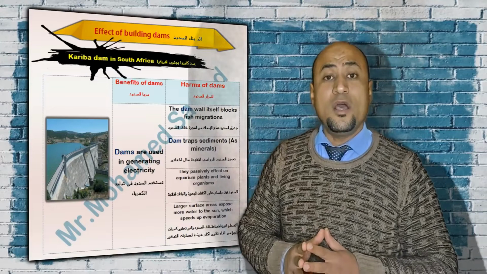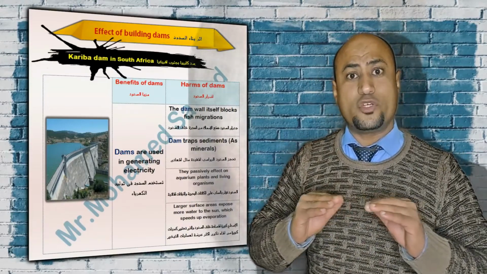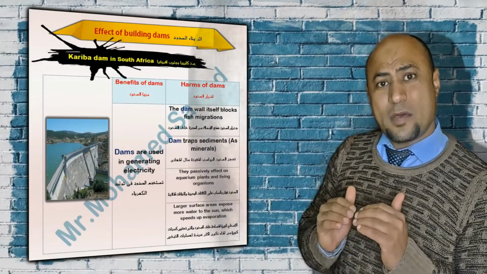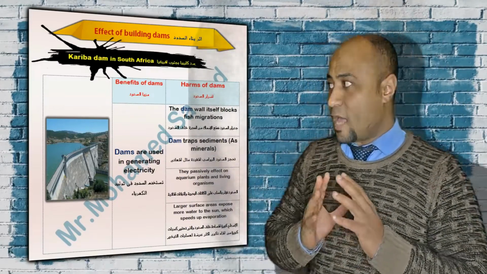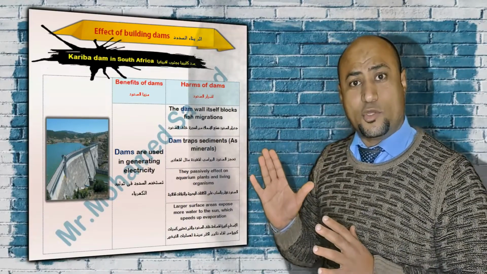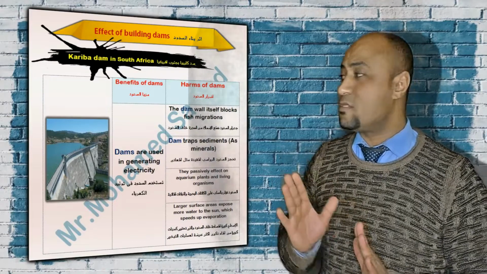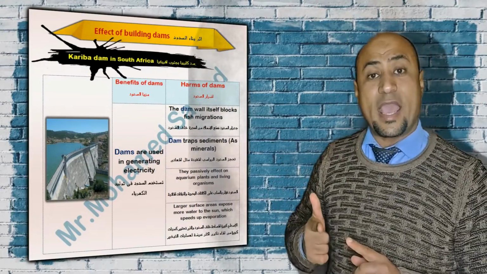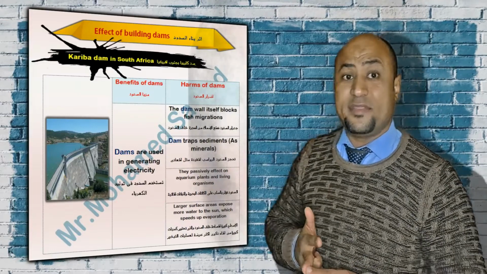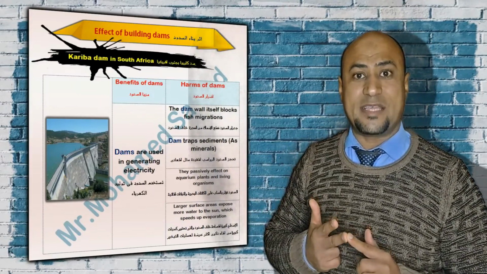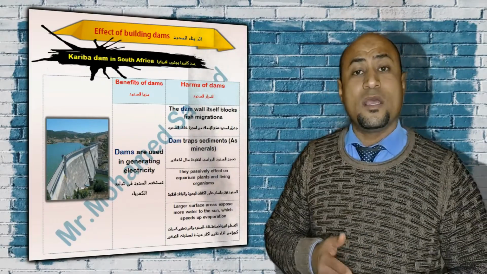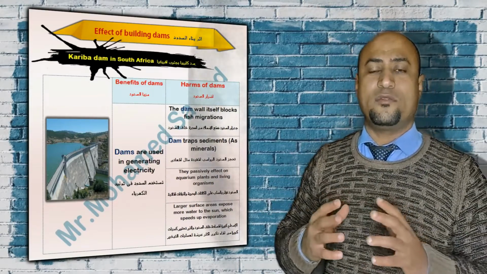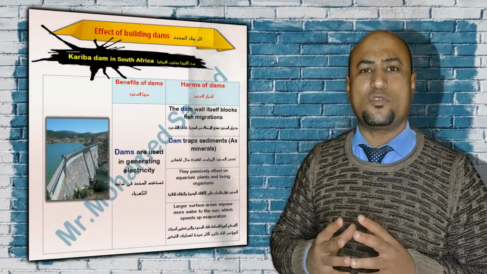Number four, also dams expose a large area of water to the sun. So this speeds up the evaporation process. Again, benefits of dams, they are used in generating electricity. But harms of dams, number one, block fish migration. Number two, they trap the sediments and minerals behind the dam. Number three, they negatively affect the aquatic plants and living organisms. Number four, the large surface area of water behind the dam is exposed to the sun, which speeds up evaporation.